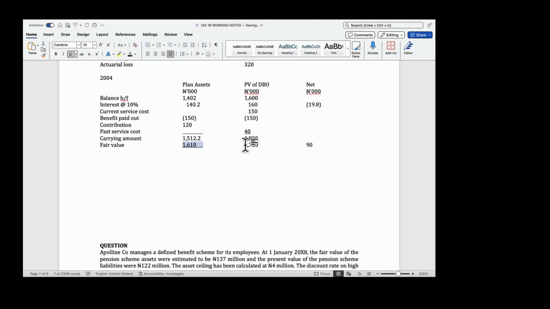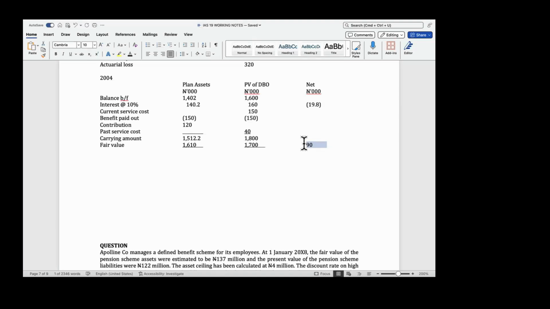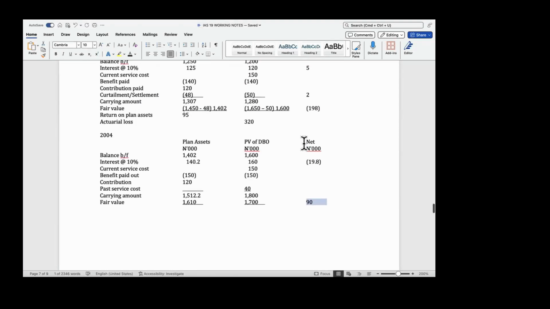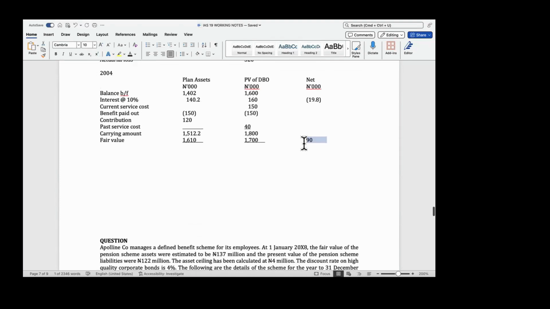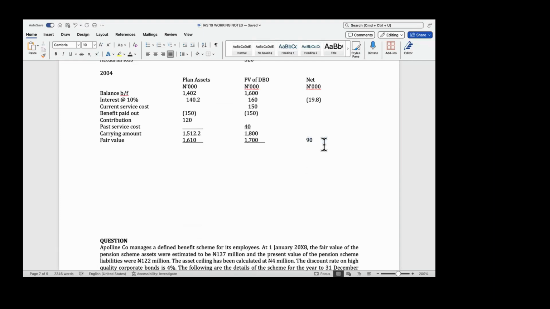Surplus, sir. Return on plan assets. No, sorry. Loss, sir, is... Sorry, deficit, sir. Deficit. Yeah. What's the other name for deficit? Loss. Net defined benefit obligation. You tried.